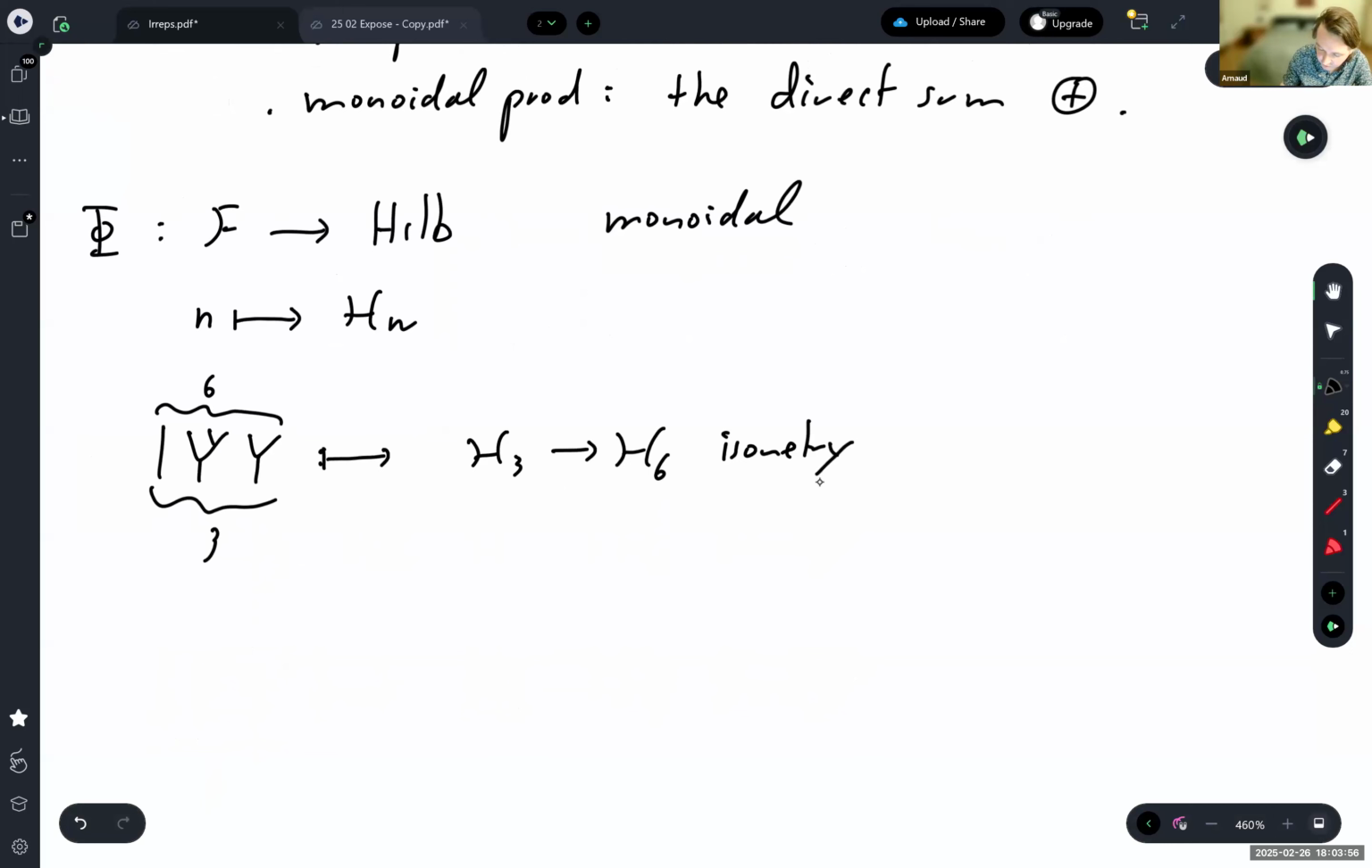Now I just said that it was monoidal. So this guy, I'm going to call it phi of my forest. I can write it like that.